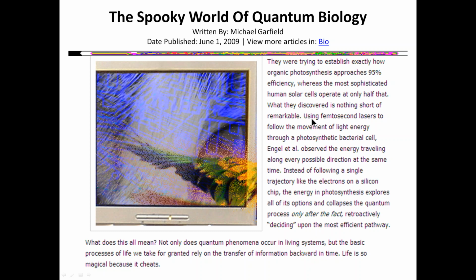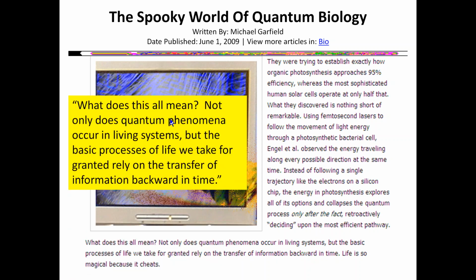Well, they studied this, and it was really physicists who were studying this. This is the phrase at the bottom that I just made big here: found, what does this all mean? What they found was it was quantum mechanics. Not only does quantum phenomena occur in living systems, because that's how they were so efficient, but the basic processes of life we take for granted rely on the transfer of information backwards in time. That was their takeaway from their experiments.